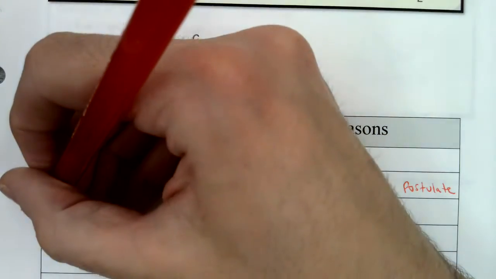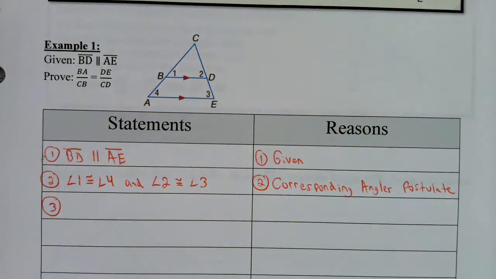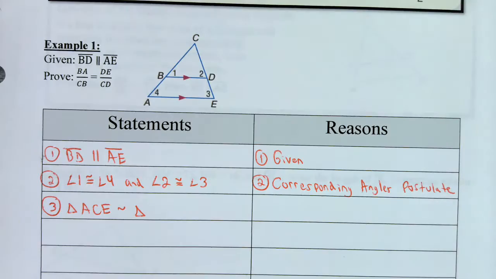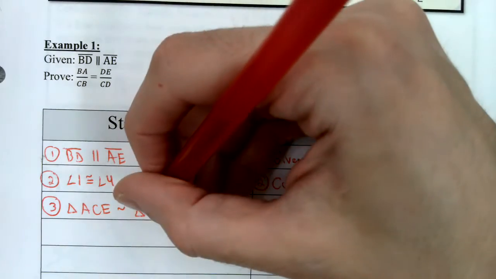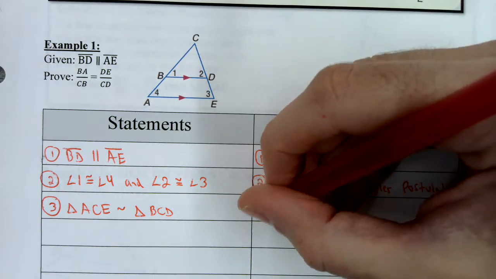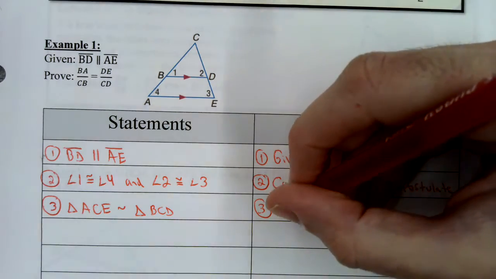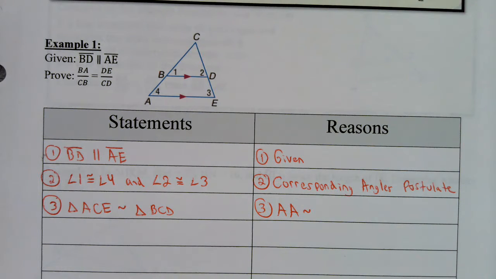So now I can say the following. Since I know angle 1 is congruent to angle 4 and angle 2 is congruent to angle 3, I can say that triangle ACE is similar to triangle BCD. Do you know why? Angle similarity. Okay, so I just proved that the two triangles are similar. That's great. So since they're similar, it means that their sides are proportional.